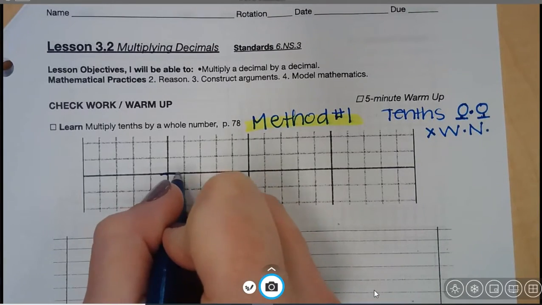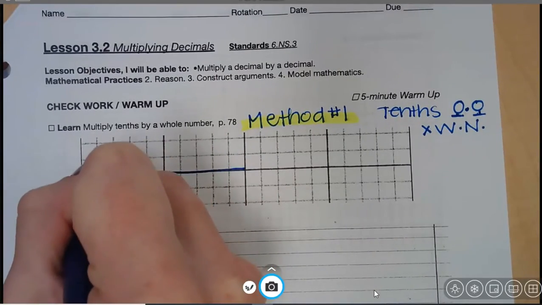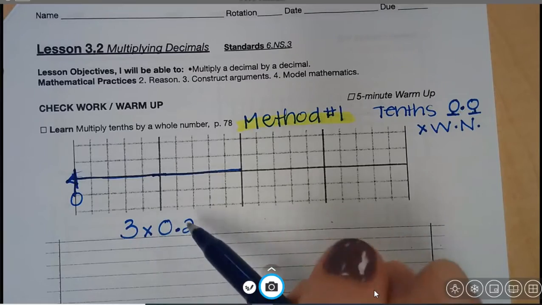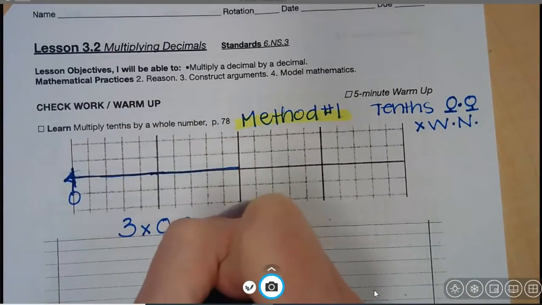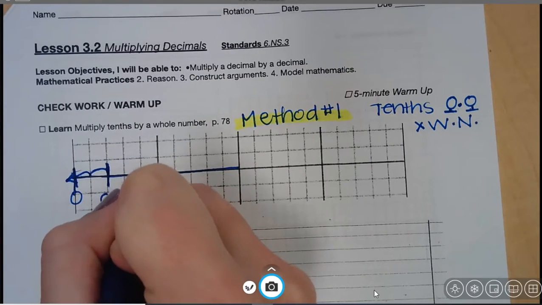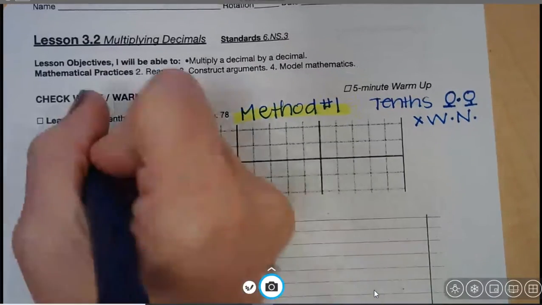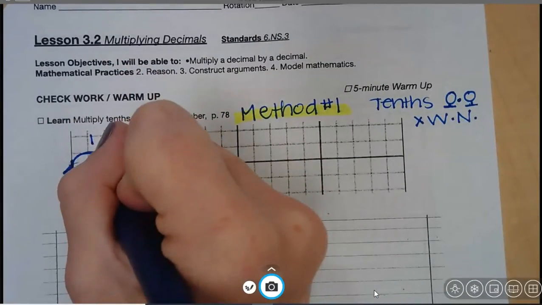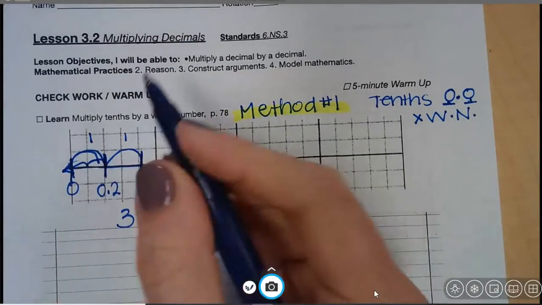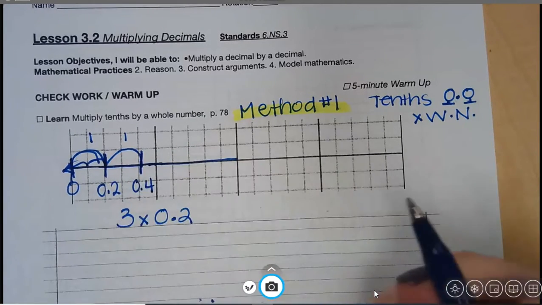If I start here at 0, so if we say this is 0 on my number line, and I'm going to multiply 3 times 2 tenths, I'm going to take 3 jumps of 2 tenths. So if this is 1 tenth, that would be 2 tenths. So the first jump right here, I make it 2 tenths. That's 1 jump. And then I make it another 2 tenths. That's another jump. So I'm kind of making tally marks up here. When I make another jump, 2 tenths plus 2 tenths is 4 tenths.